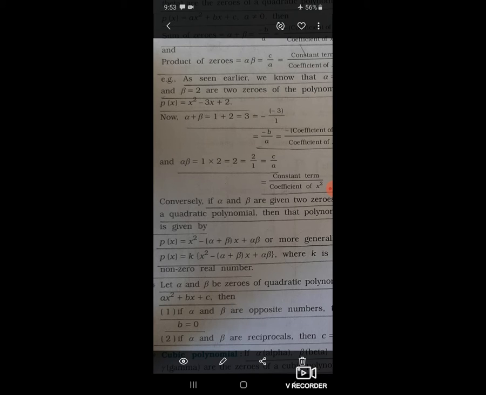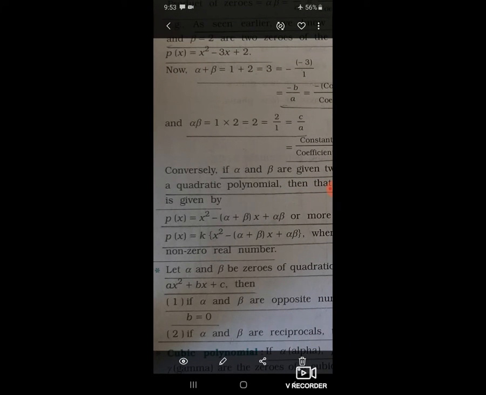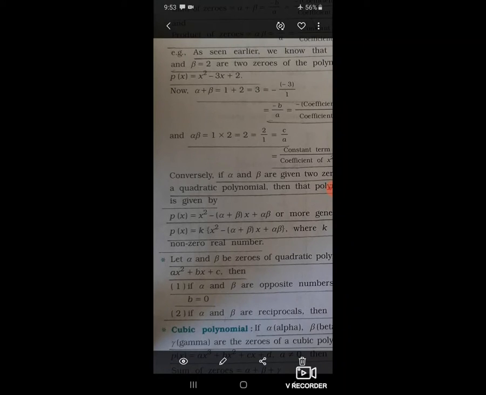So conversely, if alpha and beta are given as two zeros of a quadratic polynomial, then that polynomial is given by p(x) = x² − (alpha + beta)x + alpha beta, or more generally p(x) = k[x² − (alpha + beta)x + alpha beta], where k is any non-zero real number.